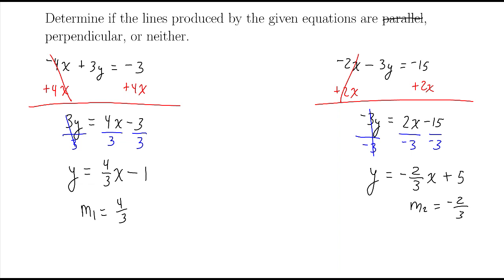They're not parallel because the slopes are not the same. They are not perpendicular because although we do have opposite signs, a positive and a negative, they are not negative reciprocals of each other. 4/3 is not the reciprocal of 2/3. So therefore, these lines are neither parallel nor perpendicular.